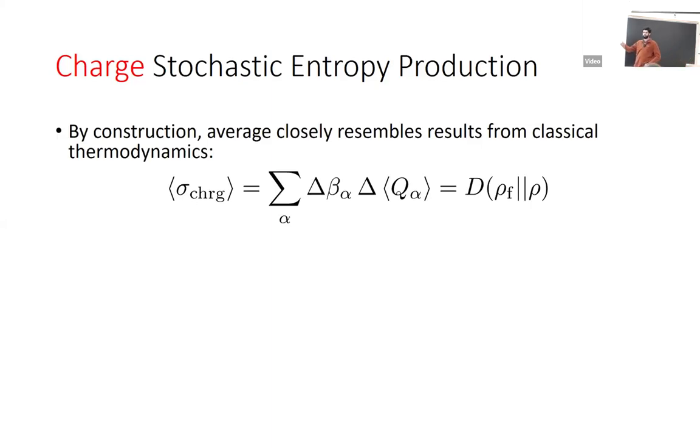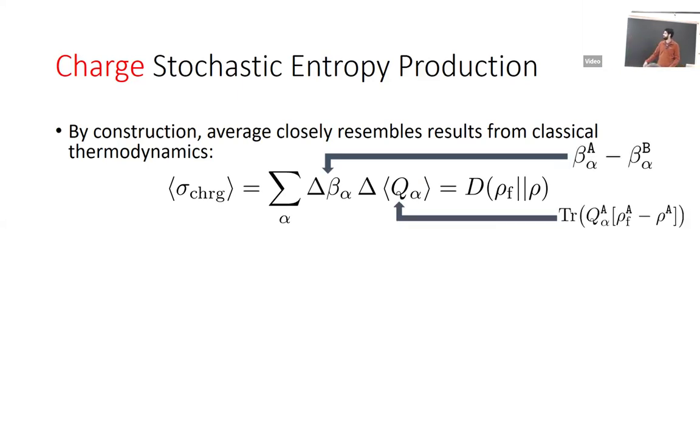Basically, by construction, the average of this charge definition closely resembles something we're used to seeing in classical thermodynamics. What we get is a sum, again, of contributions from each charge, a difference of the inverse temperatures multiplied by the change in the charge. This is basically saying how much, for example, energy flowed into system A. And it turns out that this formula can also be expressed as a relative entropy. That tells us at a glance that this is non-negative. This relative entropy, sometimes called the Kullback-Leibler divergence, is always non-negative.